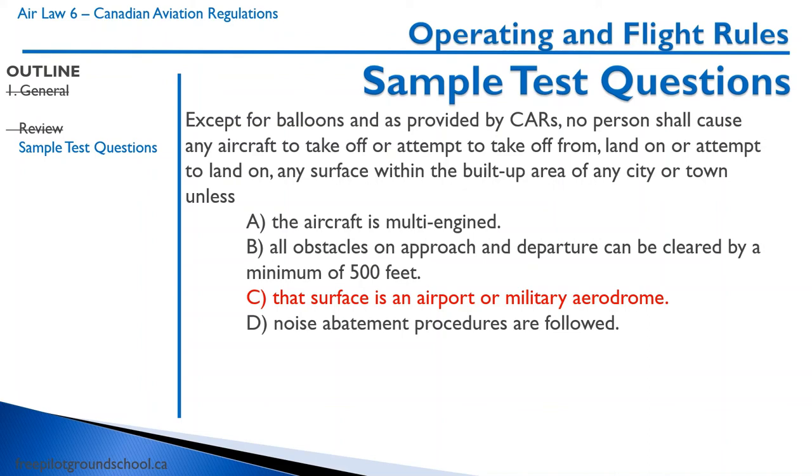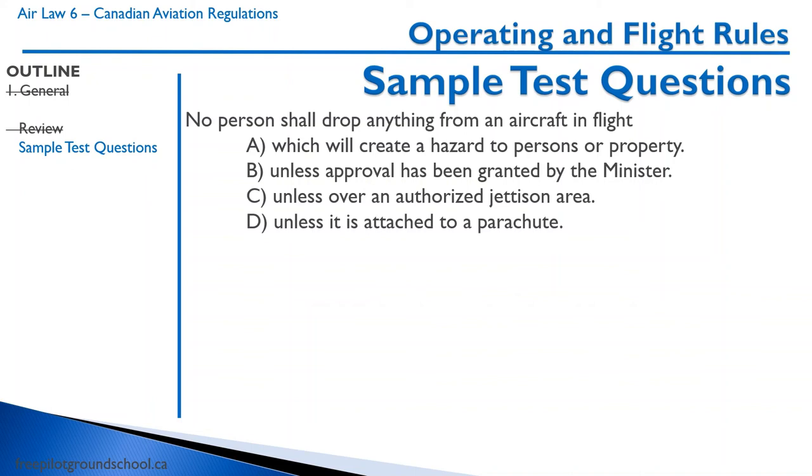No person shall drop anything from an aircraft in flight. A, which will create a hazard to persons or property. This one should be pretty obvious. B, unless approval has been granted by the minister. That's kind of true too, but they're not going to let you drop anything if it's going to create a hazard. C, unless over an authorized jettison area. I've never heard of this sort of thing. D, unless it's attached to a parachute. Well, no.